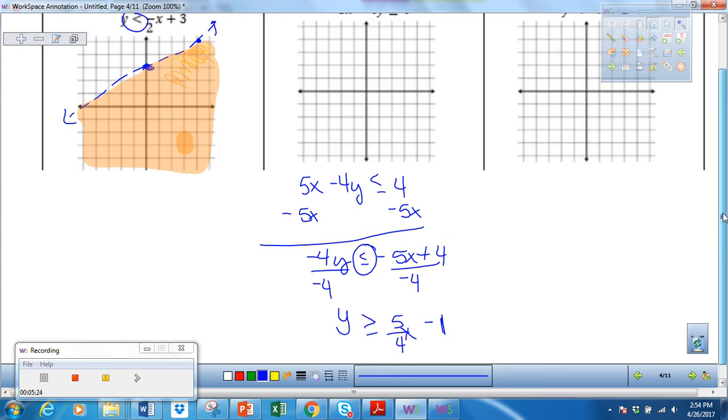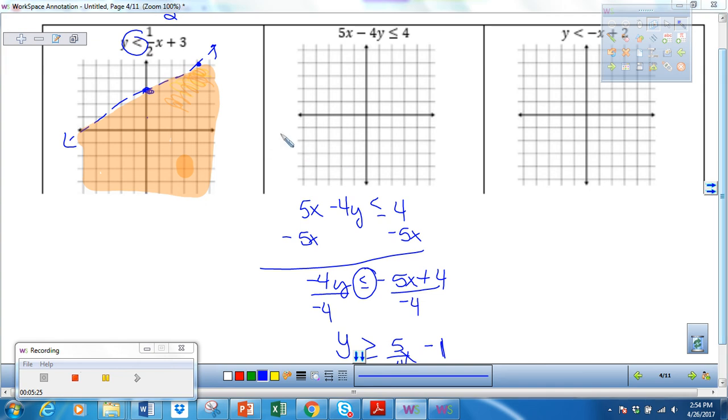Okay? So that means when I come up here to my handy-dandy graph, I start at -1. My slope is positive 5/4, so I'm going to go up 5, 1, 2, 3, 4, 5, and over 4, 1, 2, 3, 4. And I'm once again going to draw my line. And this time my line should be solid because it's greater than or equal to. That equal to makes it a solid line.